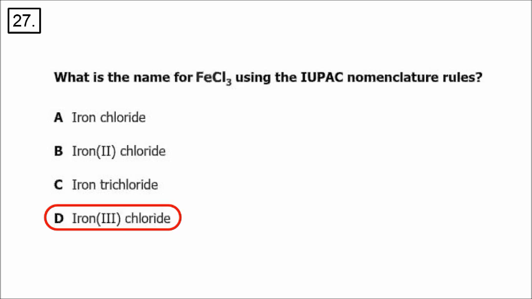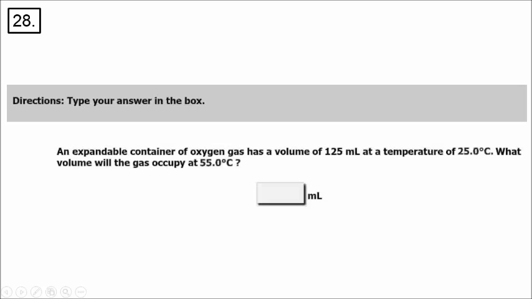Correct answer is D. All right, for this next question, we have an expandable container of oxygen gas. The volume is 125 milliliters. The temperature is 25 degrees Celsius. And they want to know what volume the gas will occupy at 55 degrees Celsius. So the temperature is changing, and we have to figure out what the new volume is. From our study of gases, you should know that volume and temperature are directly proportional. So as you heat a gas and the temperature gets higher, the volume gets higher as well.